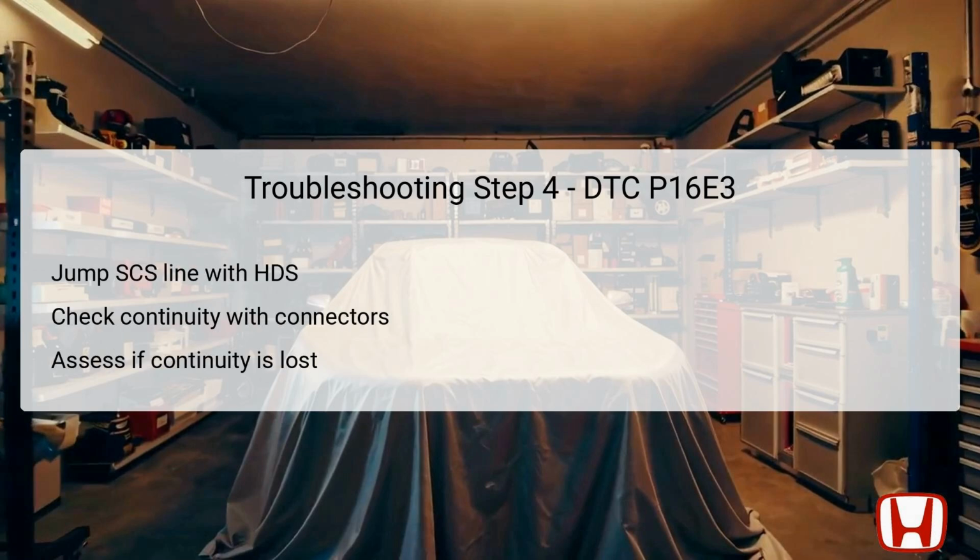In this troubleshooting step, you will need to jump the SCS line using the Honda diagnostic system. This action is crucial in determining if there's a short in the LIN wire. While you're performing this check, be sure to measure the continuity between the battery sensor 2P connector terminal number 2 and body ground. Disconnect the alternator 1P connector and the PCM connector B to see if the continuity goes away when any of these connectors are disconnected.